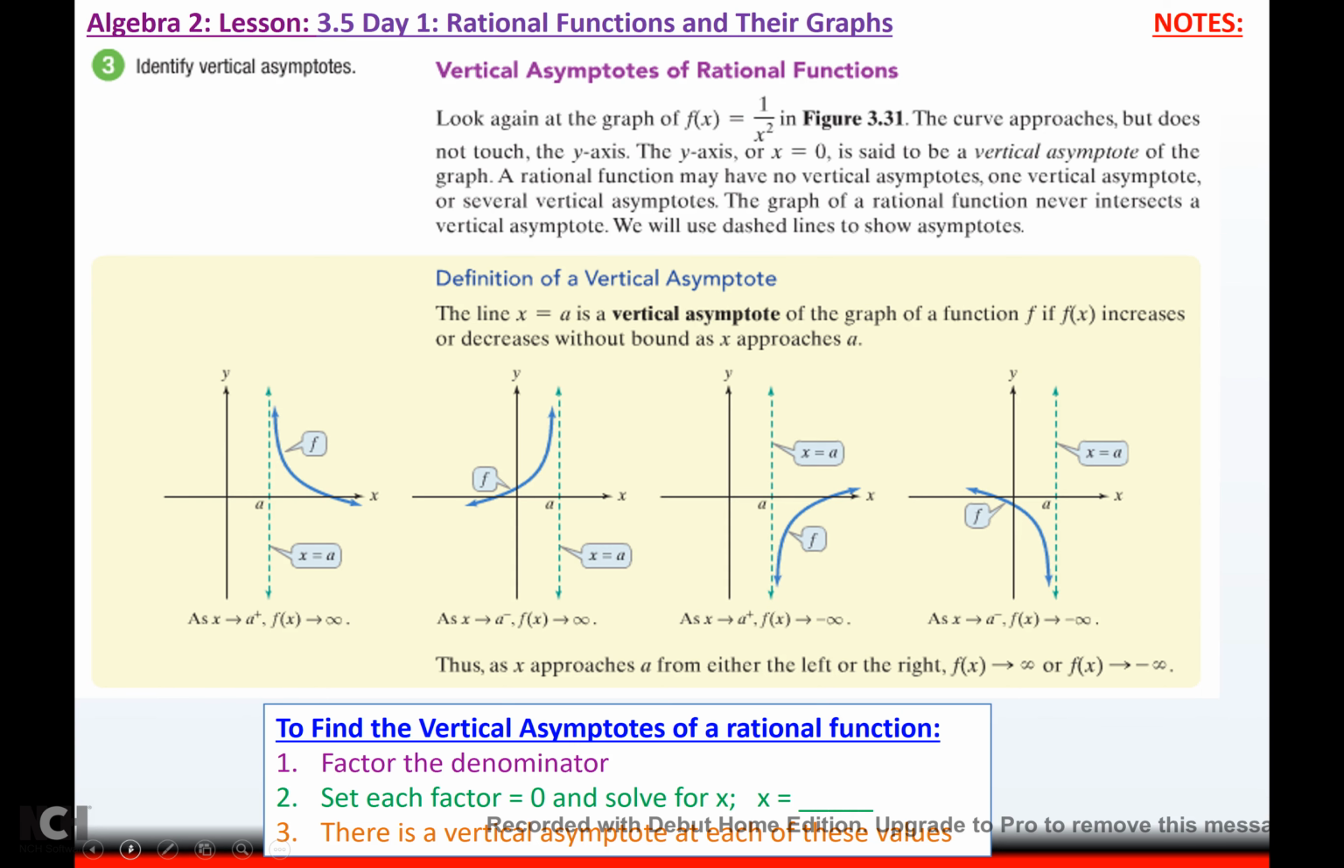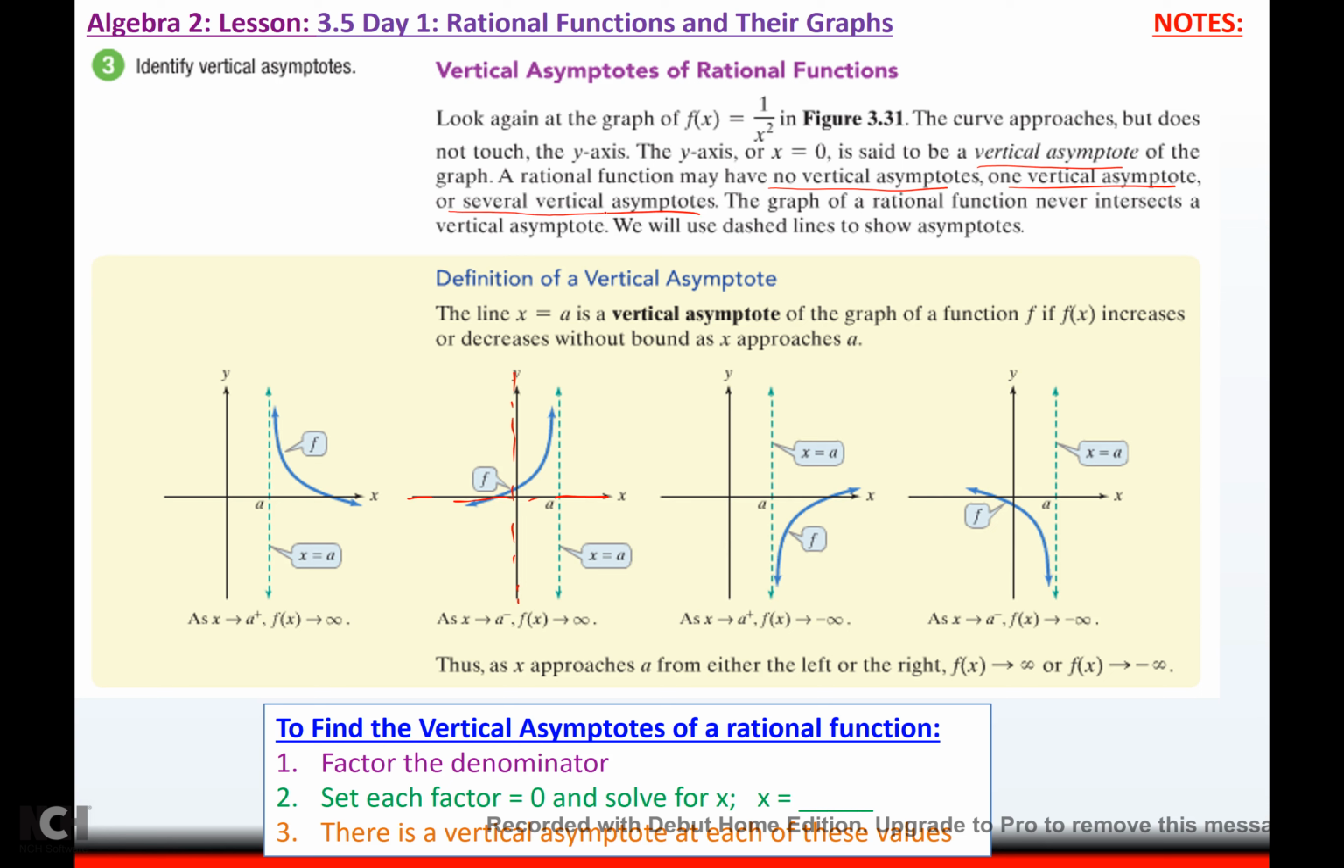Okay, so a vertical asymptote of a rational function. If we look again at the graph of f of x equals 1 over x squared, the curve approaches but does not touch the y-axis. The y-axis, which is the line x equals 0, a vertical line, is said to be a vertical asymptote of the graph. A rational function may have no vertical asymptotes, one vertical asymptote, or several vertical asymptotes.